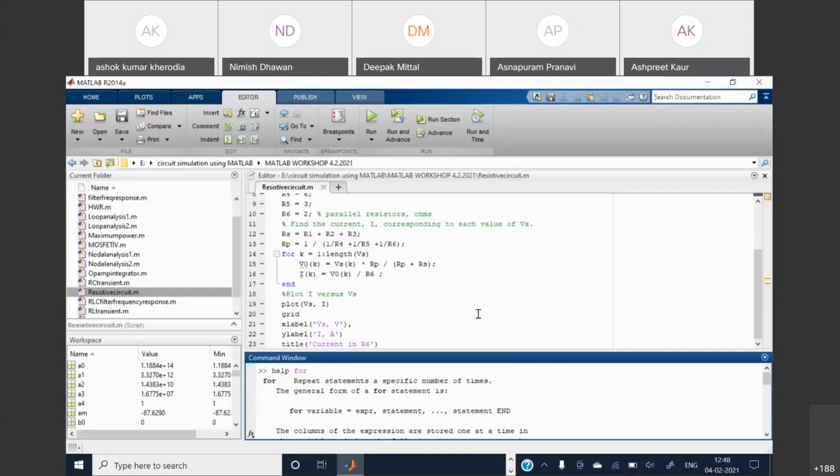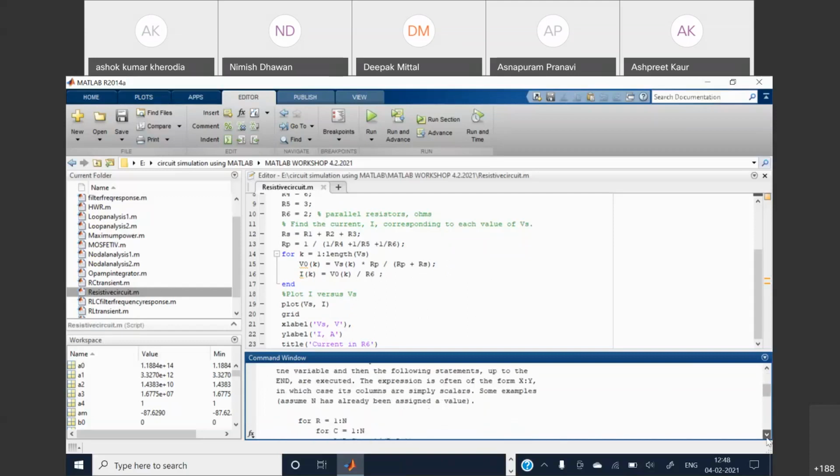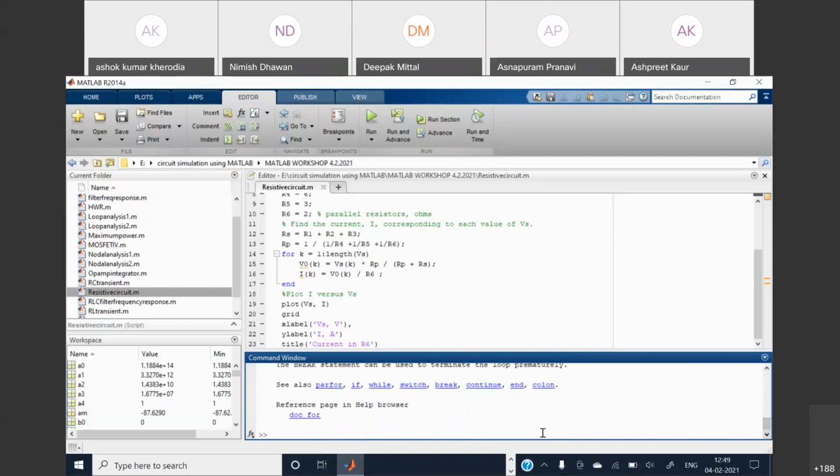Now to plot, what you can do, you can use this command, plot Vs, I. Suppose you want to know what you mean by this, what you can do, help plot.